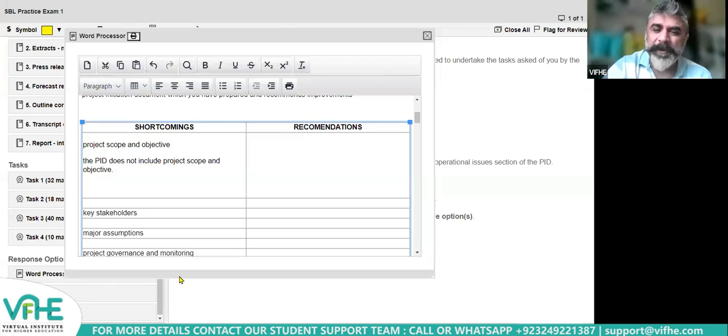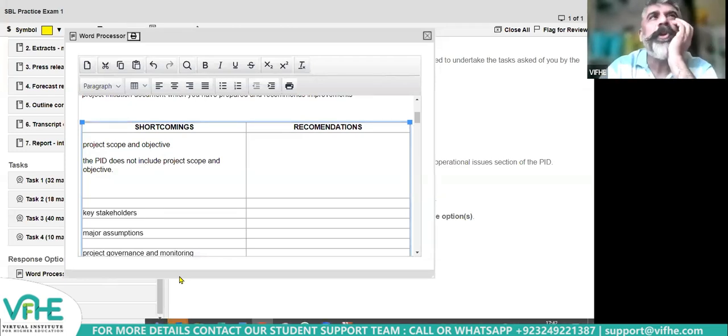Now, is it important to include scope and objective in a PID? Why? What will happen if the scope and objective is not there? What's the impact? No direction. Good, no target, lack of visibility. We really don't know what we are supposed to achieve. What is the purpose? How will we monitor? So just explain to him that.